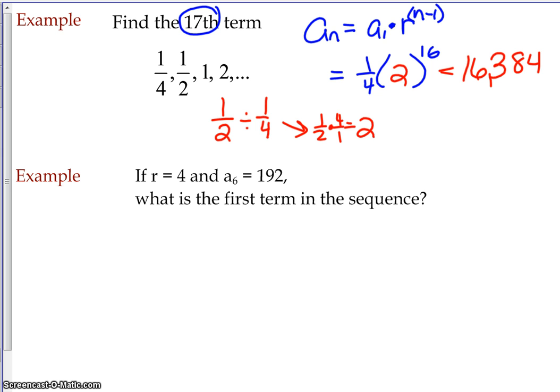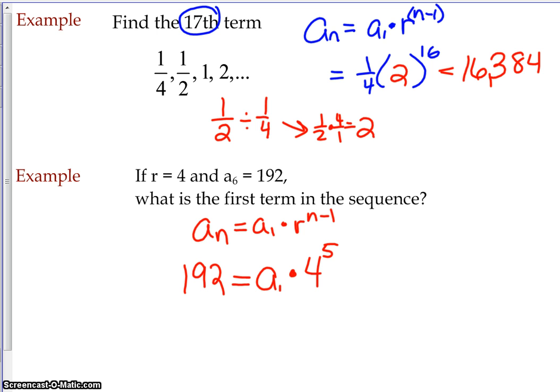Let's do another one. All right, same formula. Now we're talking about, well, we know our a sub 1, our first term, we don't know. What we do know is our last term. Our sixth term is 192. We're trying to figure out our first term, and we know that our ratio is 4, and that we were talking about 6 terms, so it would be 4 to the 5th.